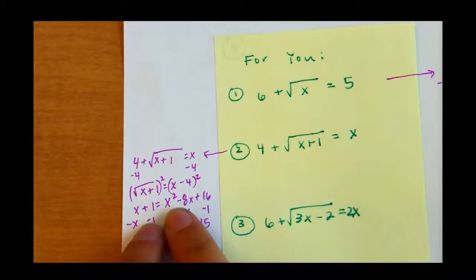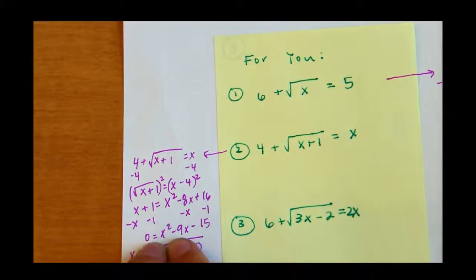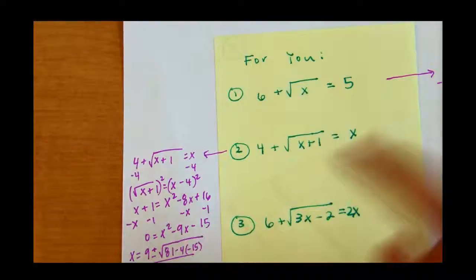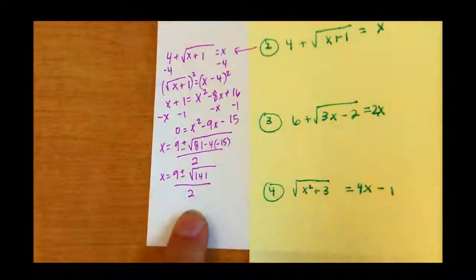Now in order to solve a quadratic, I've got to get the whole equation equal to 0. So I'm going to subtract 1 and subtract x from both sides. And this equation unfortunately does not factor out nicely. So I've got to use the quadratic formula.